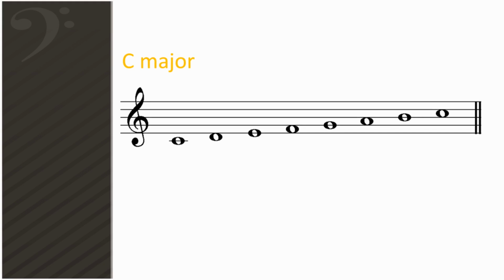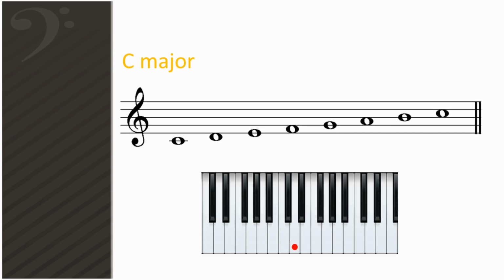Here's the scale of C major. It's the scale you get if you play from C to C on the piano using only the white notes. You can work out the pattern of semitones and tones by looking at the keys on the piano keyboard. The distance from C to D is a tone because it's 2 keys higher on the keyboard. D to E is also a tone. E to F is a semitone because it's just 1 note higher on the keyboard.